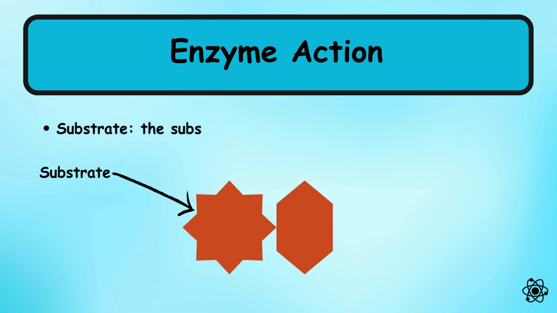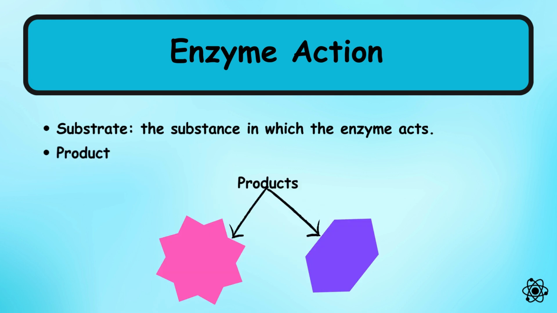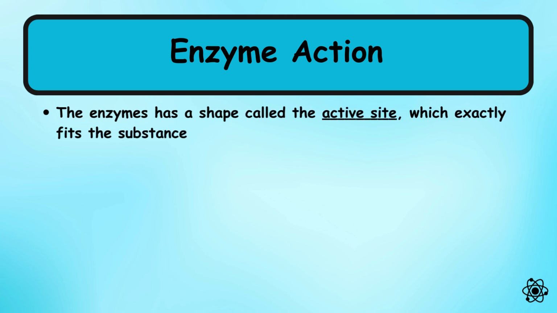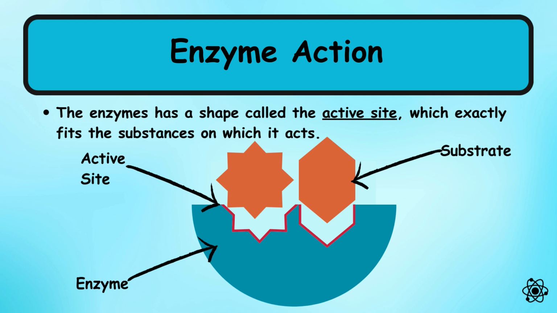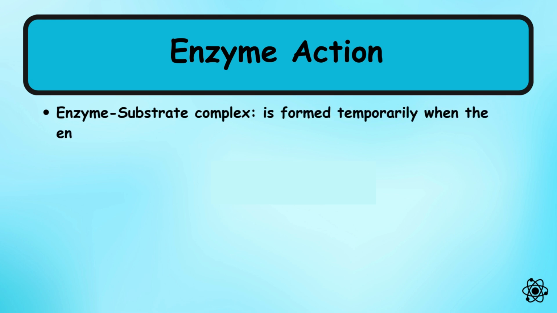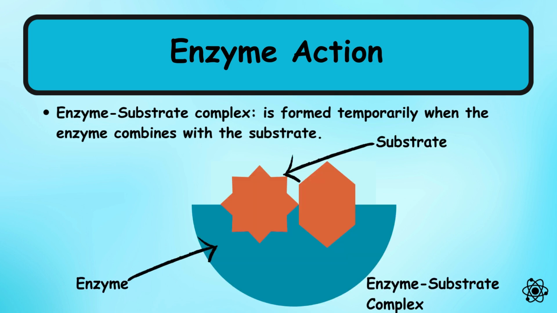A substrate is a substance on which the enzyme acts. Products are the molecules produced after the reaction. The enzyme has a shape called the active site which exactly fits the substances on which it acts. According to this example, the active site is shown by the red line. An enzyme-substrate complex is formed temporarily when the enzyme combines with the substrate. Here is an illustration of an enzyme-substrate complex.